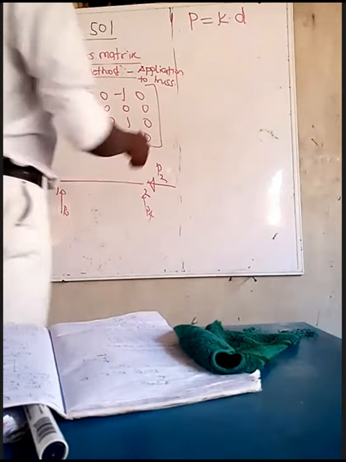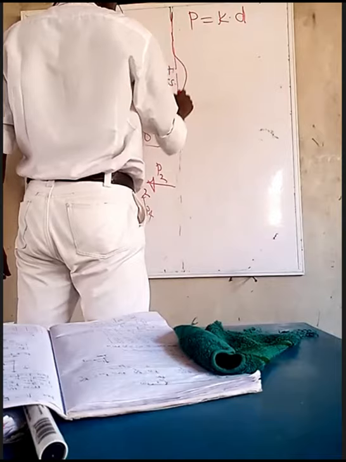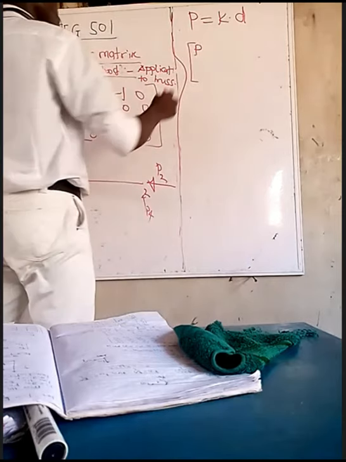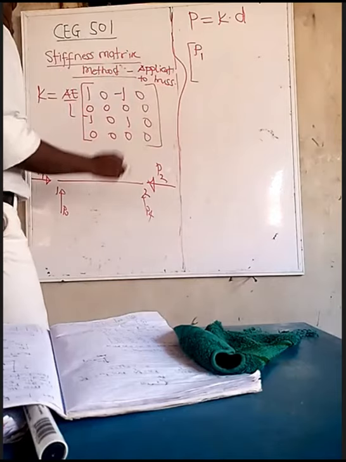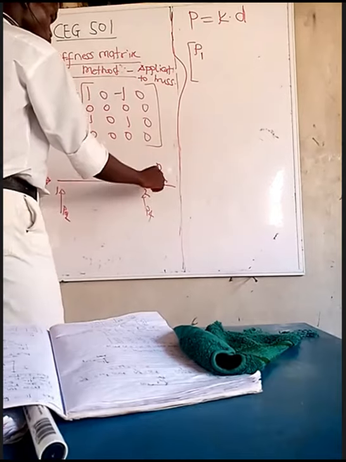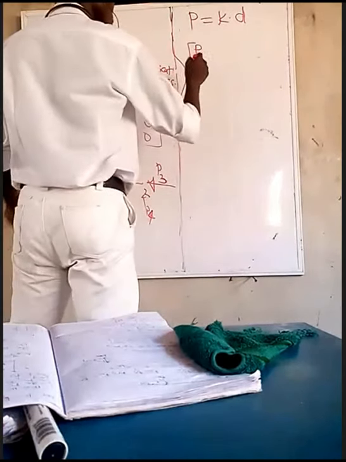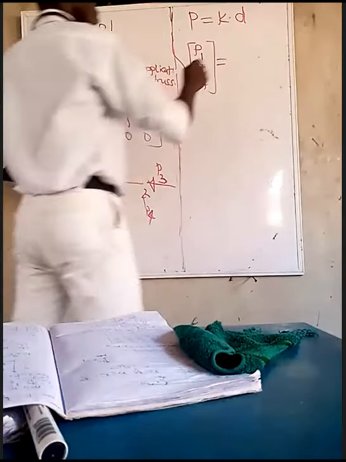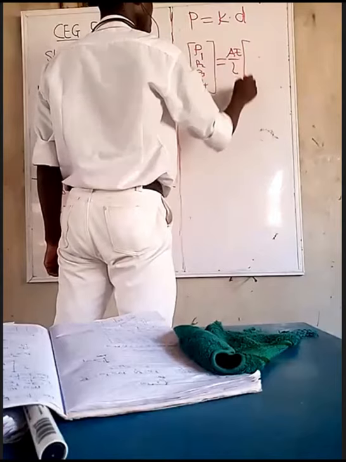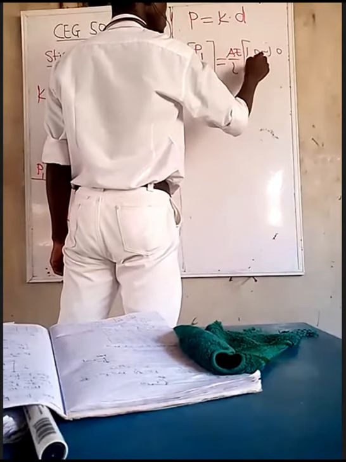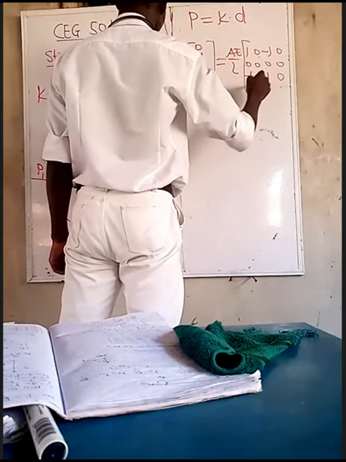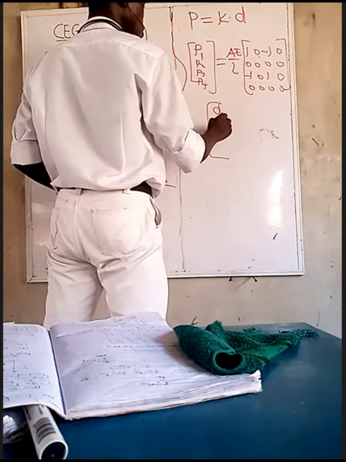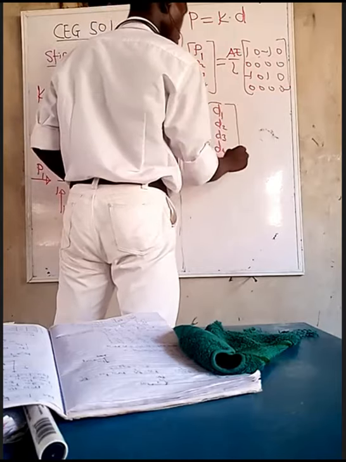So if we now organize that, the way we numbered them before, we have P1, P2, P3, P4 equal to K, which is AE over L times [1, 0, -1, 0; 0, 0, 0, 0; -1, 0, 1, 0; 0, 0, 0, 0], times D1, D2, D3, D4. Now, there's something to note.